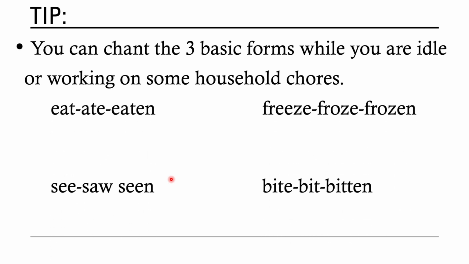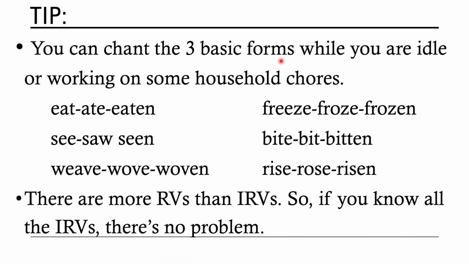All right, so a tip, guys. You can chant the three basic forms while you are idle or working on some household chores, while you're cooking or washing the dishes. You could say eat, ate, eaten; see, saw, seen; weave, wove, woven; freeze, froze, frozen; bite, bit, bitten; rise, rose, risen. Quite easy. If you keep doing that, you could easily memorize and recall all these irregular verbs. Kasi yun yung mahirap, yung irregular verbs. Pero pag na-memorize mo sila, congratulations because everything will be a piece of cake.